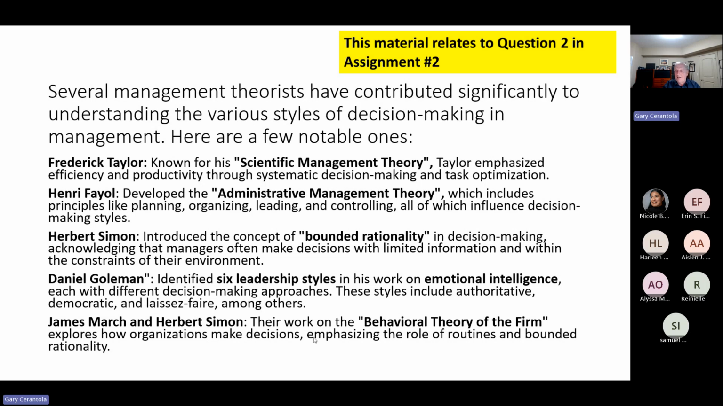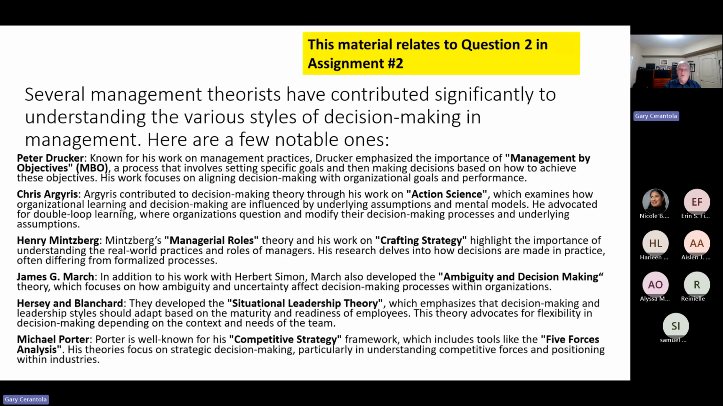James March and Herbert Simon, behavioral theory, how organizations make decisions, emphasizing the role of routines and bounded rationality and how people will be affected in those areas. So, I go on and on. So here's some more that I'd like you to go through in terms of Peter Drucker. And we're going to talk about management by objectives, probably in about, I think it's topic 11, which will be likely a good test question at some point in time.